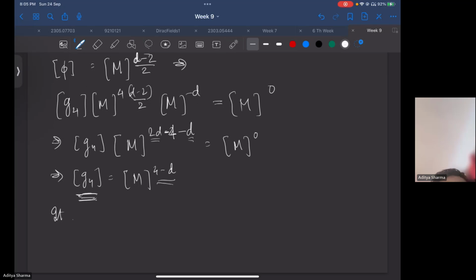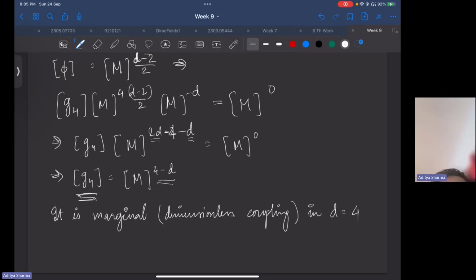It is marginal. That means it does not have any mass dimensions. It is dimensionless. Dimensionless coupling in d equal to 4 dimensions. So this is special. So phi to the power 4 theory is kind of special in 4 dimensions. That is what I wanted to conclude.